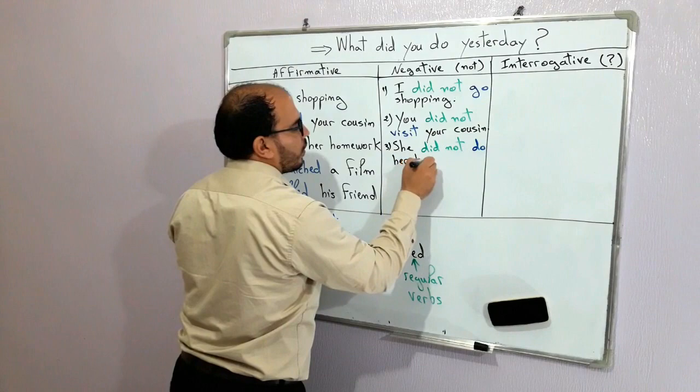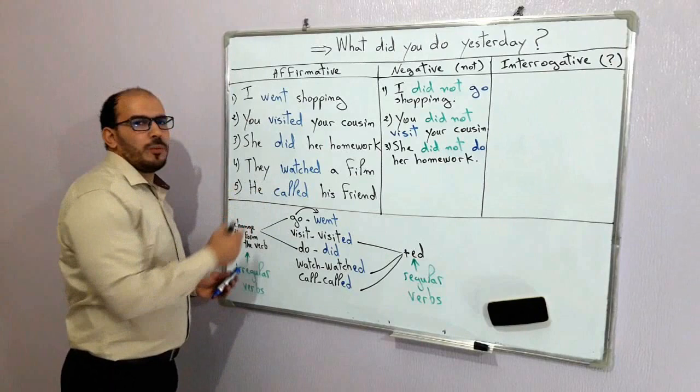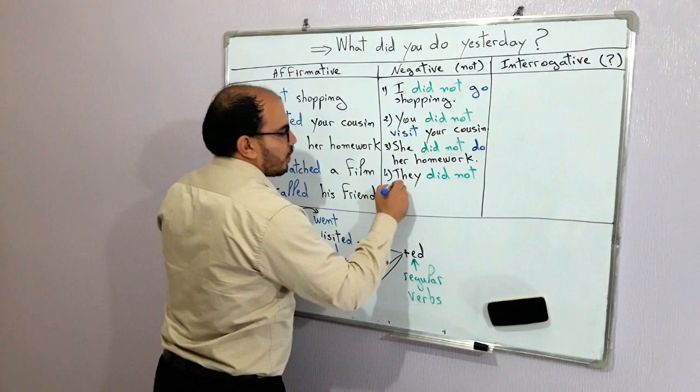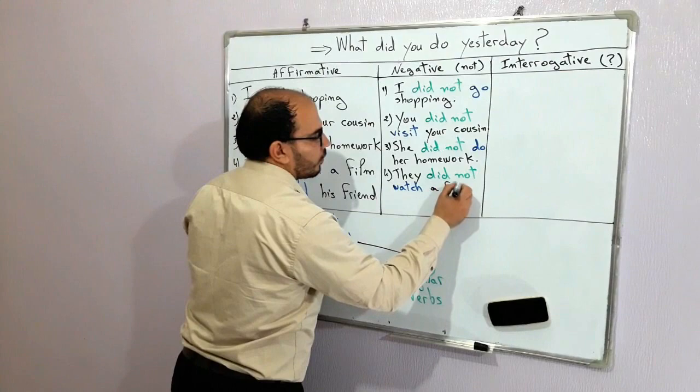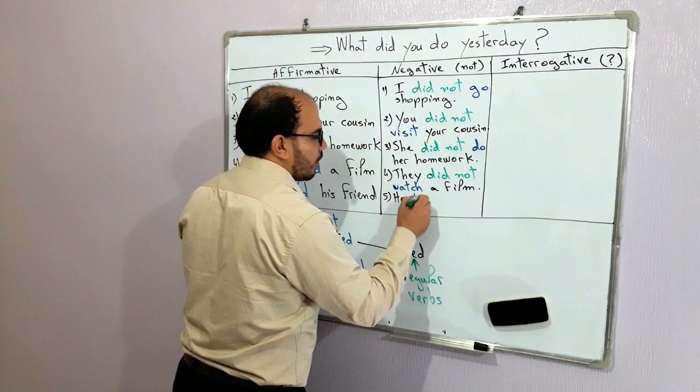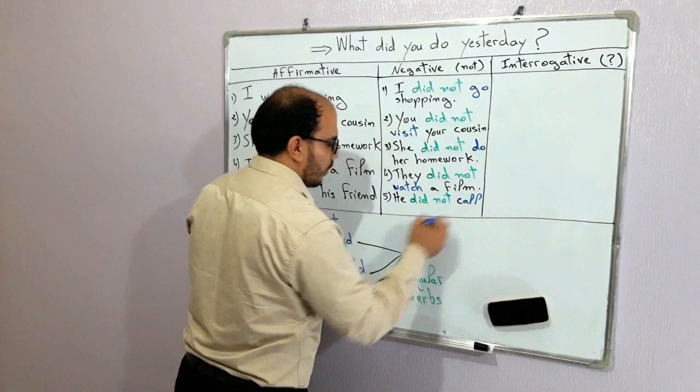For the next, number four, they watched the film. So we say they did not watch a film. For the last sentence, he called his friends, so we say he did not. He did not call his friends.